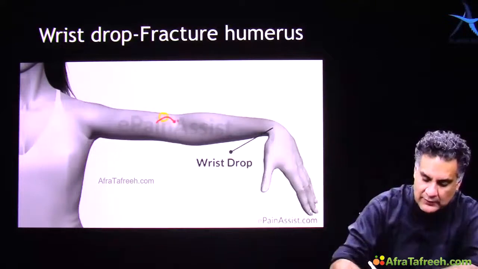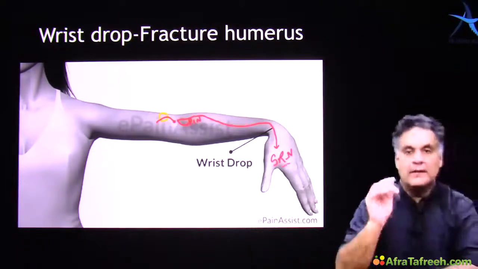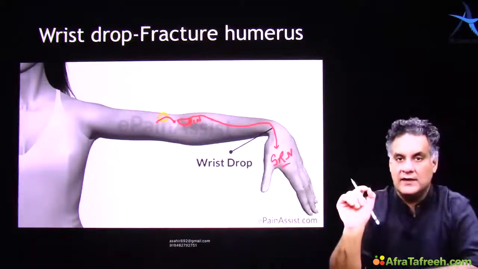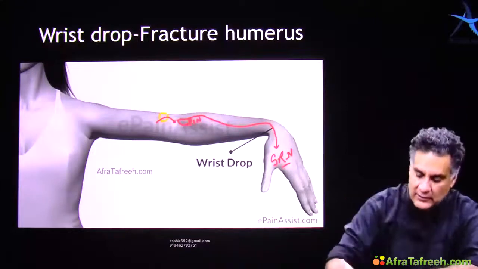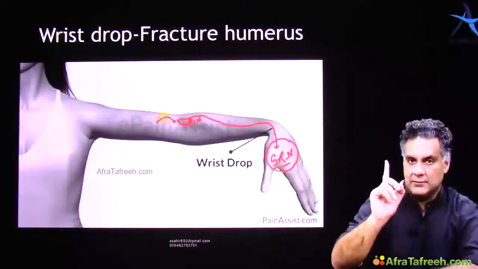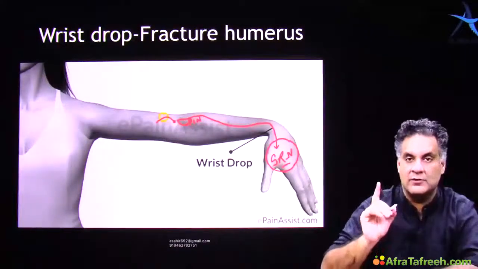Then the radial nerve goes ahead and divides into 2 parts: the posterior interosseous nerve, which goes around the radial head, and the superficial radial nerve. The posterior interosseous nerve is a pure motor branch. So radial nerve palsy will cause a wrist drop with a sensory loss at the first web space on the dorsum, whereas posterior interosseous nerve palsy will cause a finger drop and there is no sensory loss.